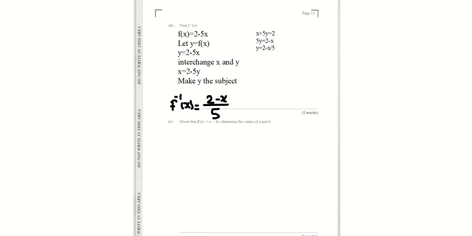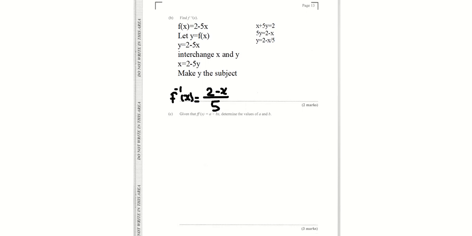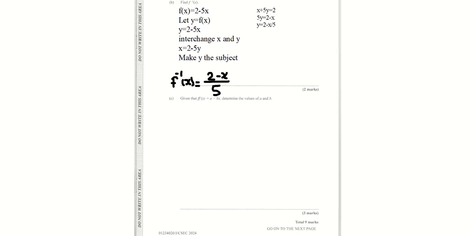Now let's do part C. I think that is the last question. Given that f of f of x is equal to a plus bx, determine a and b. So when we do that, again, that's a composite function. Whenever we have a composite function, what do we do? We separate the functions with a bracket. So it's going to be f, square bracket, f of x.